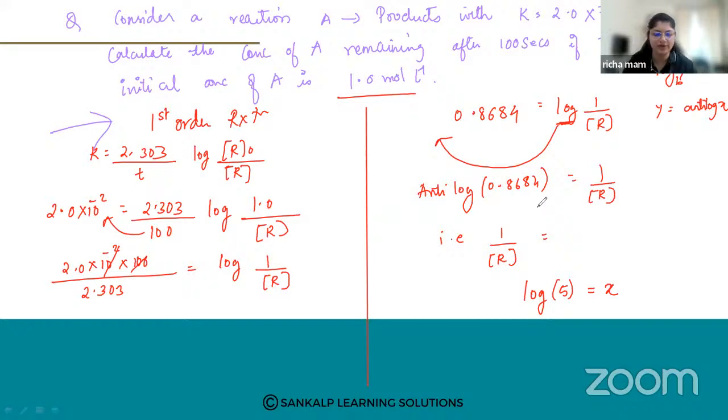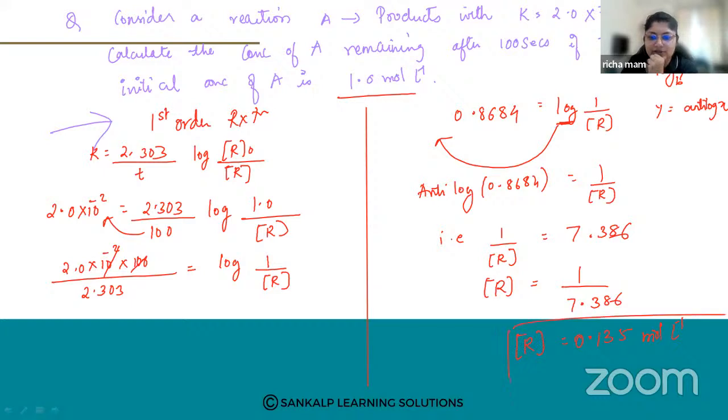So I've got the value of anti-log here as, 1 by R is equals to 7.386. Find out, practice the anti-logarithms. So R is equals to 1 by 7.386. So the concentration of R will be 0.135 mole per liter. So this is the answer I'm getting.